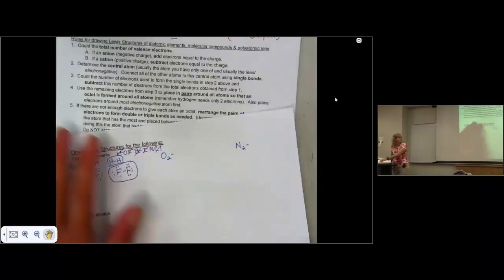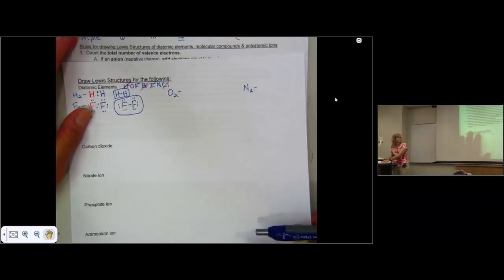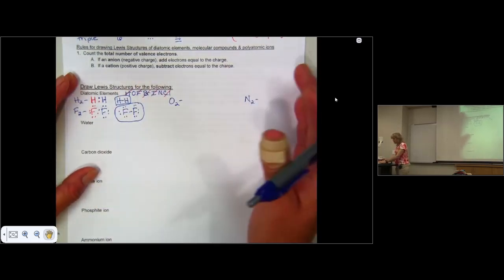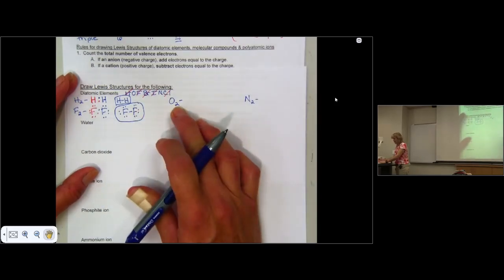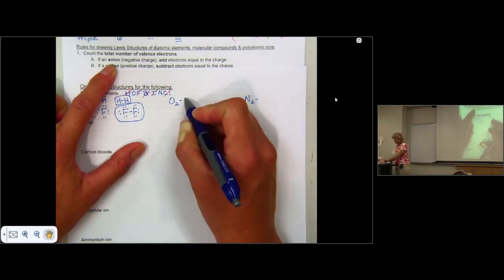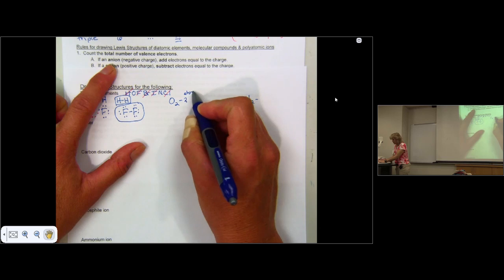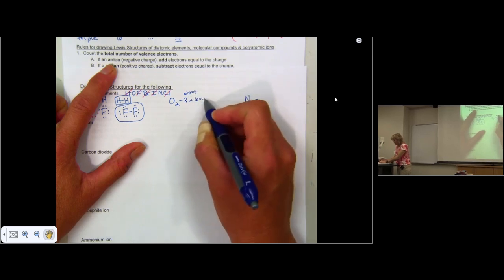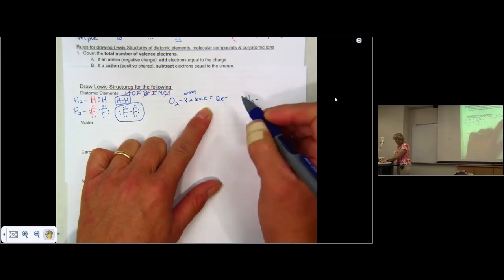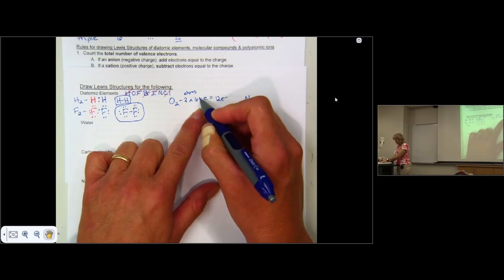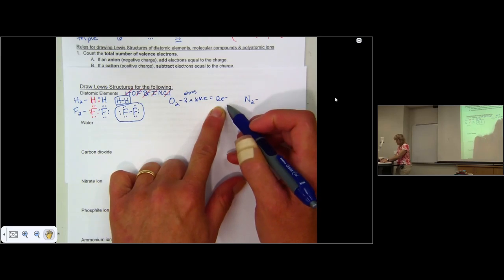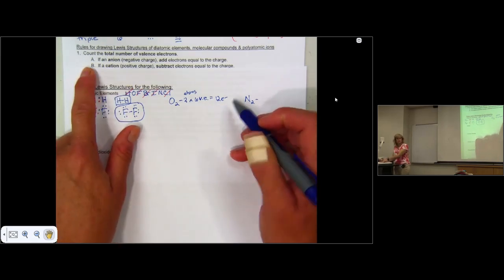O2. Count the total number of valence electrons. If it is an anion, you'll add. If it's a cation, you'll subtract. O2 is not an anion or a cation. So count the total number of valence electrons. That's 2 atoms. That's the number of atoms times 6 valence electrons. That's a total of how many? 12 electrons. VE is valence electrons. So 2 atoms times 6 valence electrons, that's 12 total electrons.